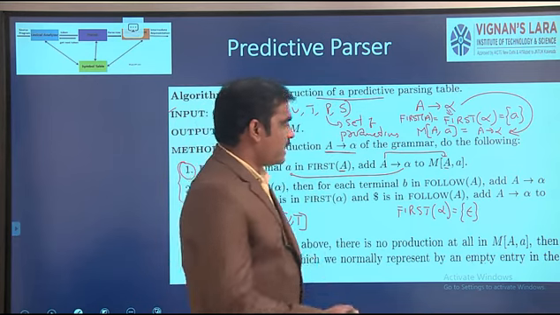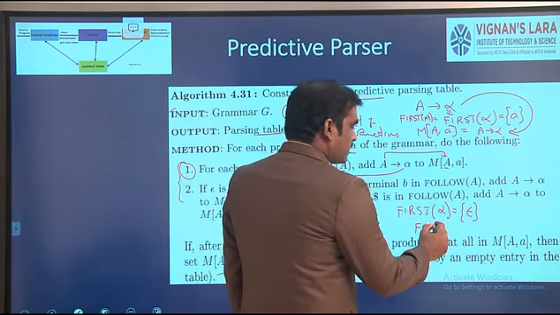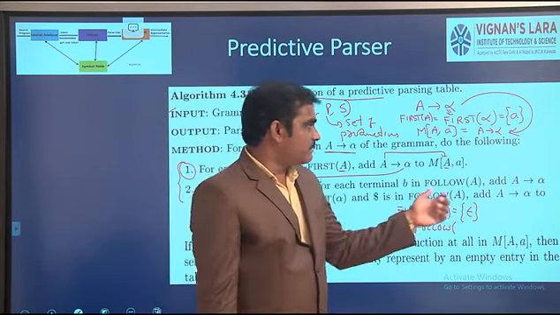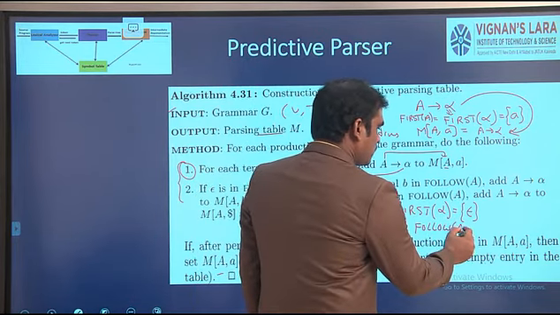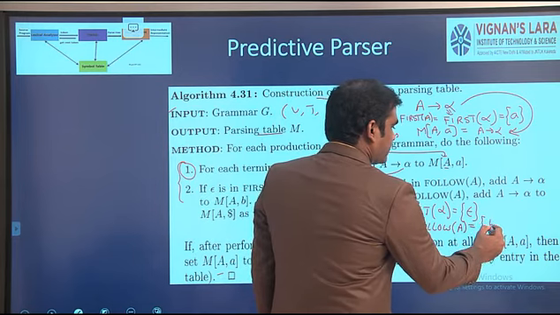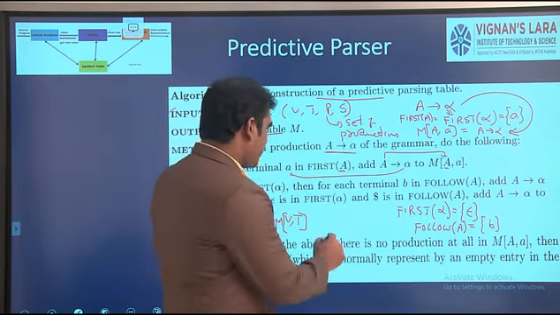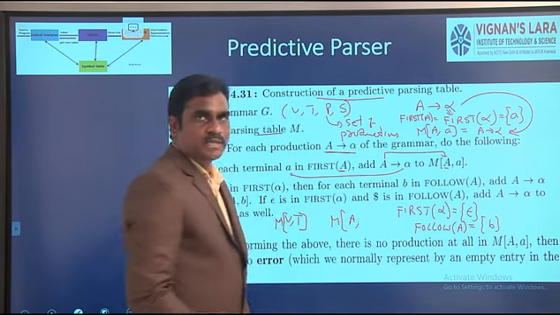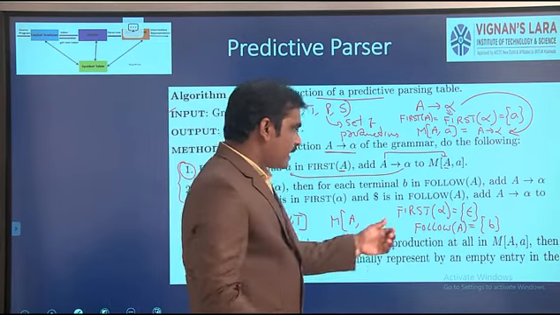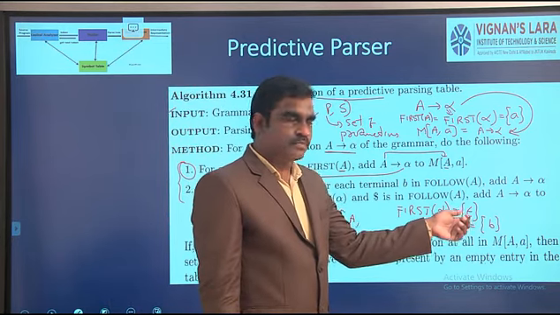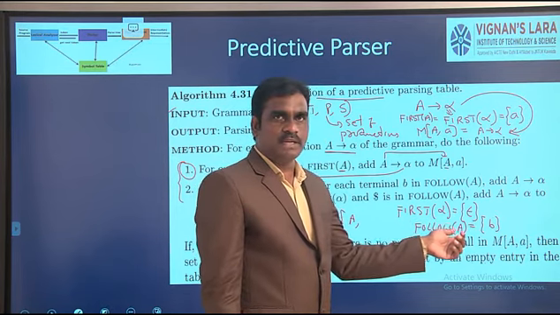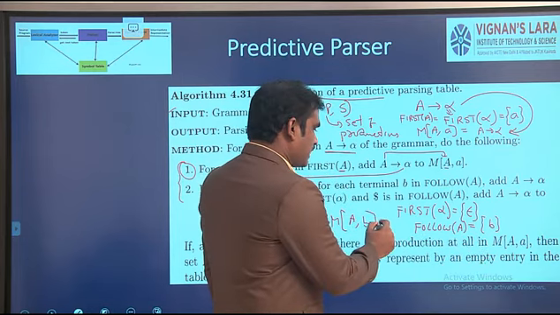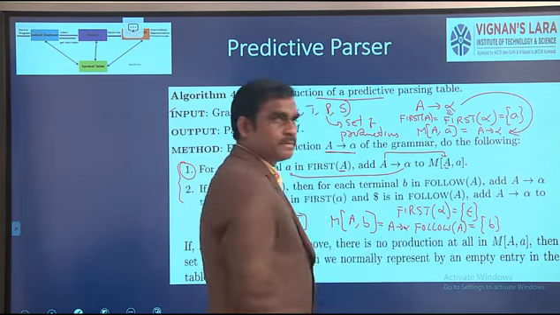At that time, we have to calculate the follow of the left hand side of the symbol. That is A. Follow of A. Suppose the follow of A result is B. Then the entry is array of what is the left hand side symbol A and what is the terminal symbol. Terminal symbol means here the first of alpha contains terminal. That's why we have calculated follow of the left hand side of the symbol, that is A. So here the value is B. So here you can write B and the entry is same, A to alpha.